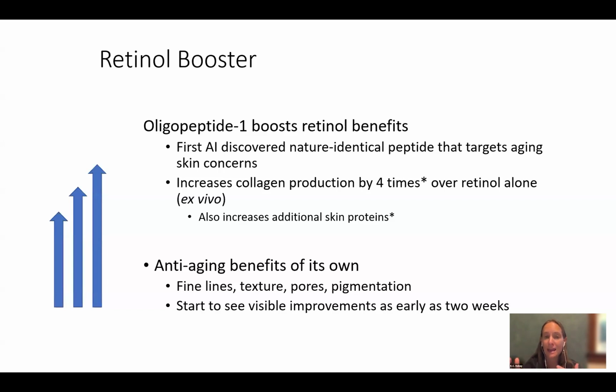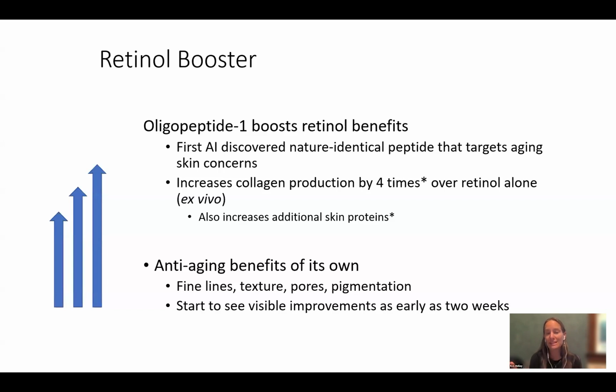So this is an AI-discovered nature-identical peptide that has been shown to target aging skin concerns on its own very quickly, and we'll talk about that in a moment. But it actually can increase collagen production by 4 times over retinol alone ex vivo.